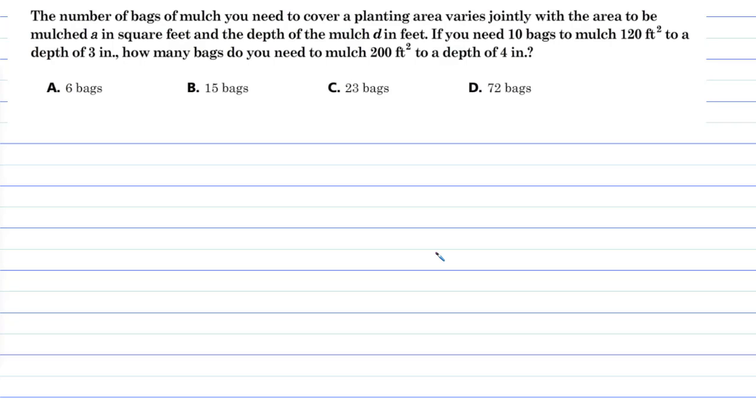How many bags of mulch will you need to cover a planting area that varies jointly with the area of the mulch in square feet and the depth of the mulch in feet? If you need 10 bags to do 120 square feet at a depth of 3 inches. Be careful. You need to first convert those inches into feet, and then you can solve this. So take some time and solve this on your own and choose the right answer.